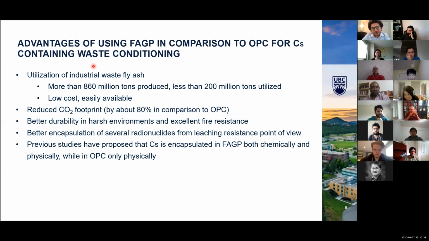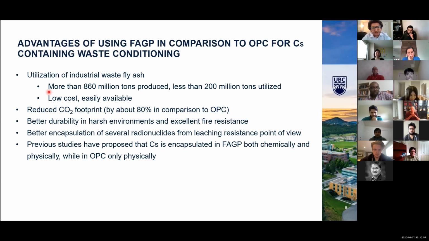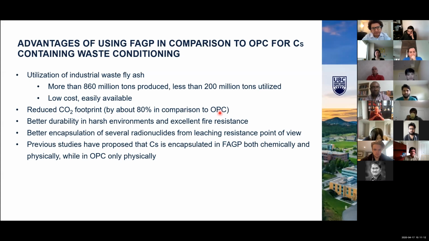If we look into the advantages of using fly ash geopolymer in comparison to ordinary Portland cement, first of all, we are utilizing the industrial waste fly ash. More than 860 million tons is produced every year, and less than 200 million tons is utilized. This fly ash is very low cost and easily available as well. On the other hand, fly ash-based geopolymer, once formed, has a reduced CO2 footprint by about 80% in comparison to ordinary Portland cement. It has also been found that they perform better in harsh environments and have excellent fire resistance, as mentioned before. And a few papers suggest that they have better encapsulation of several radionuclides from a leaching point of view.